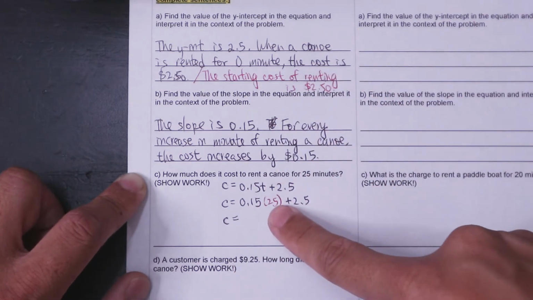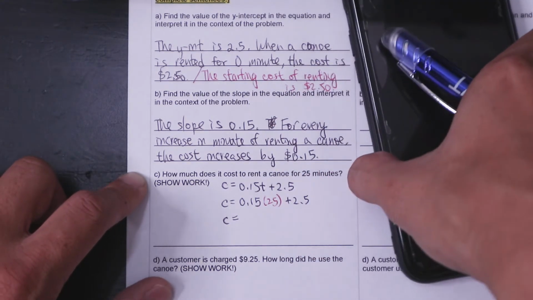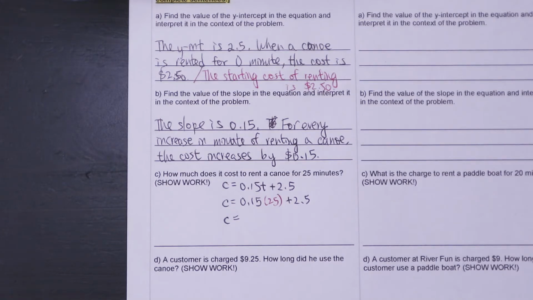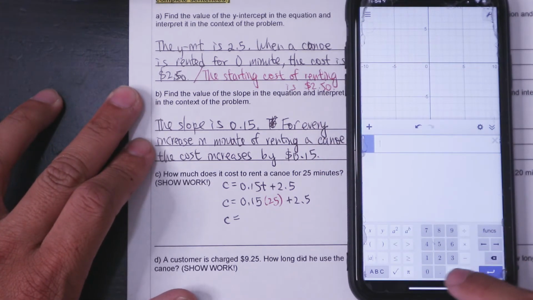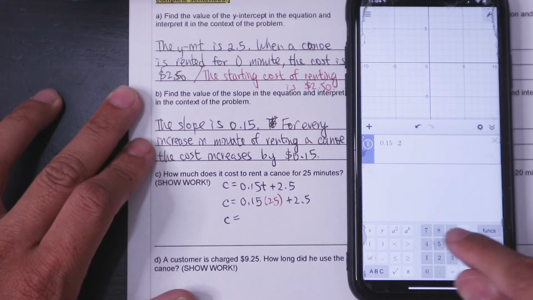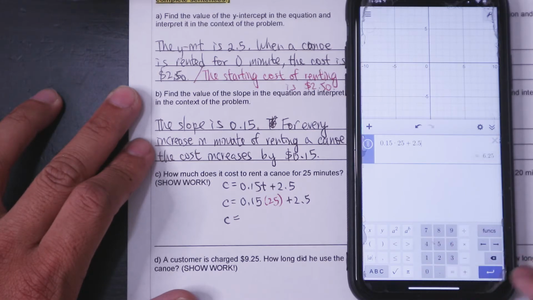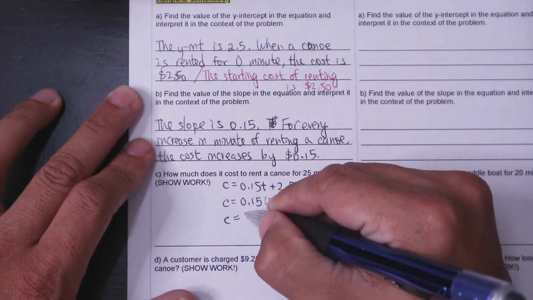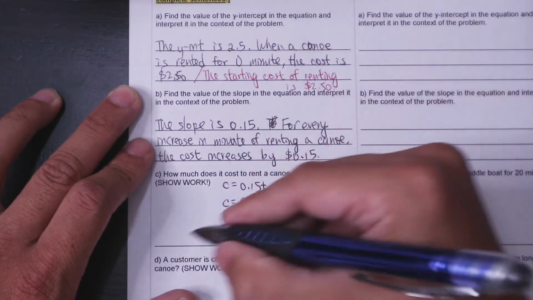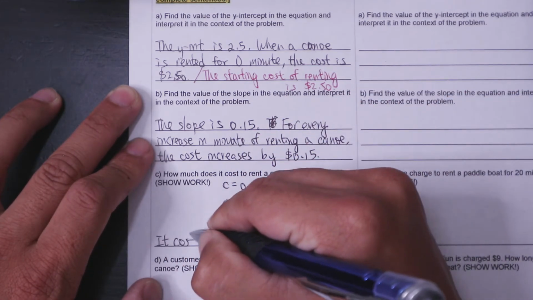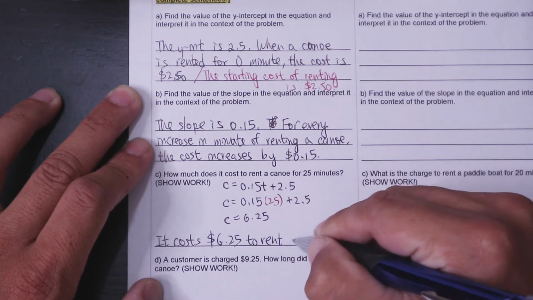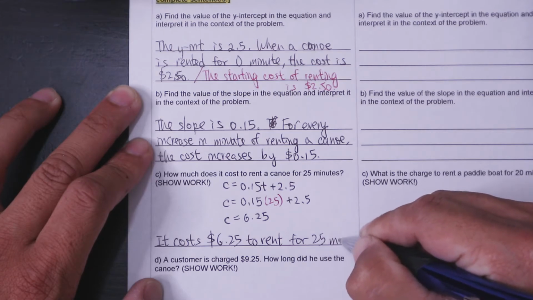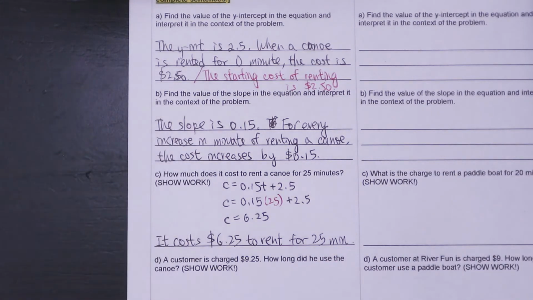And then from there, all you have to do is use your calculator to find the answer once you put all that in. So you're going to put 0.15 times 25 plus 2.5, which will equal $6.25. So you're going to write $6.25, and you're going to write in a sentence, okay? So you're going to say it costs $6.25 to rent for 25 minutes. You can just write 25 minutes, okay?